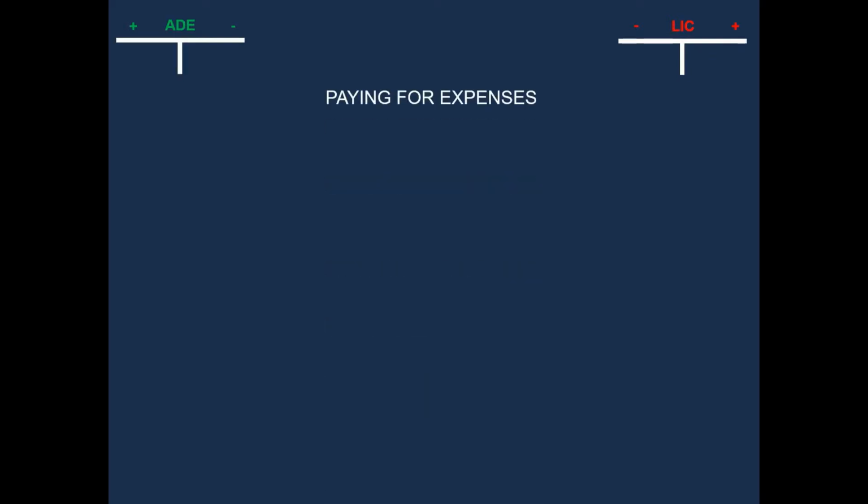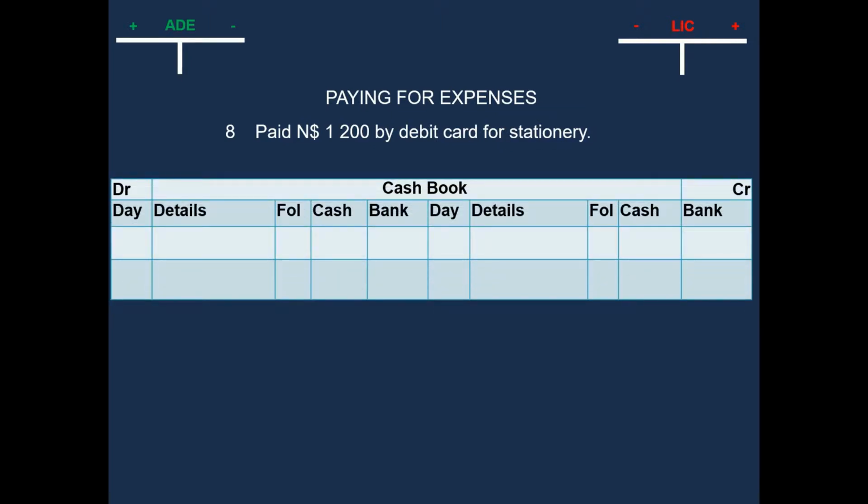Now let's have a look at a transaction where we will be paying for expenses. On the 8th, paid 1,200 by debit card for stationery. Now the two accounts we can get from this transaction are bank, because of the words debit card, and the second account is stationery. And this will again go through the cash book, and it would go in the bank column.